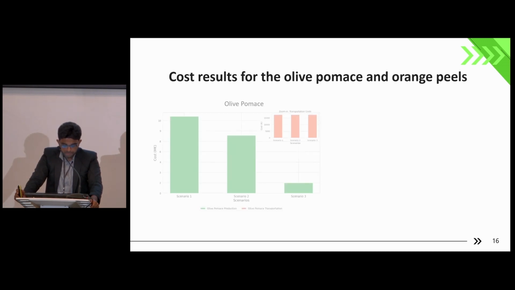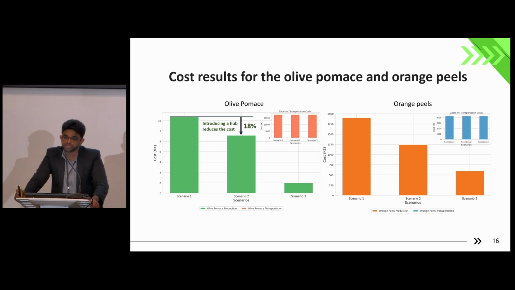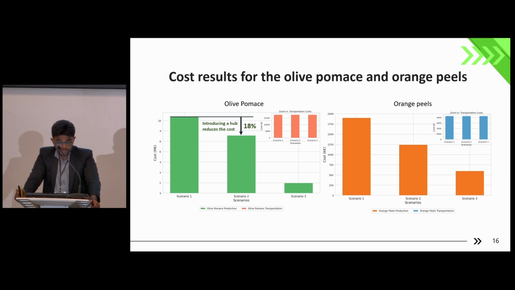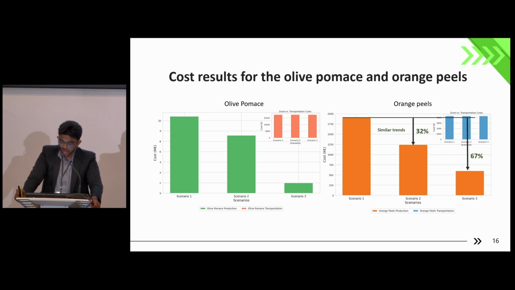And the results were, for the oligopomus case and orange peel case, the trends were similar. For the first scenario, there was an 18% reduction in cost when we introduced a hub, and there was an 87% reduction in cost when the operation hours in the oligopomus case increased. And similar trends were seen in orange peels too. There's a 32% reduction in cost when we introduce a hub, which is a size of 10,000 tons of dry matter processing, and then a 67% cost reduction compared to the on-site scenario when we increase the operation hours.